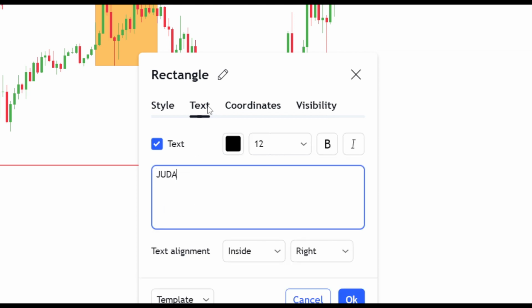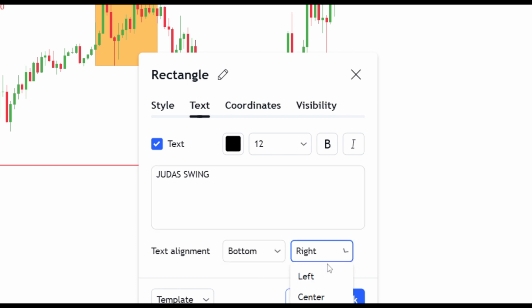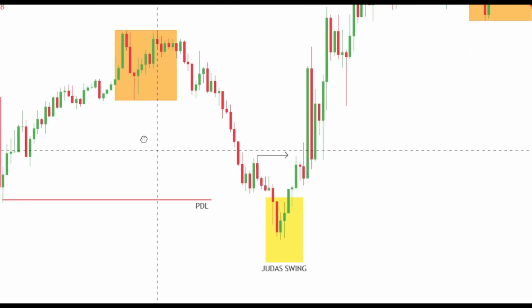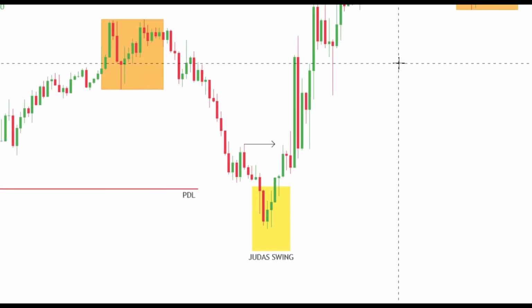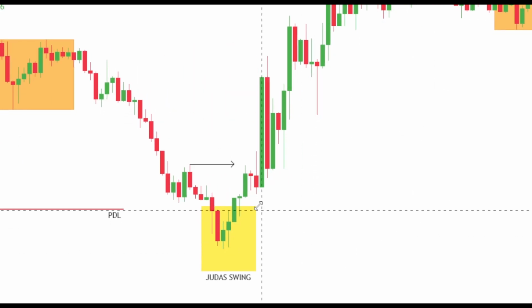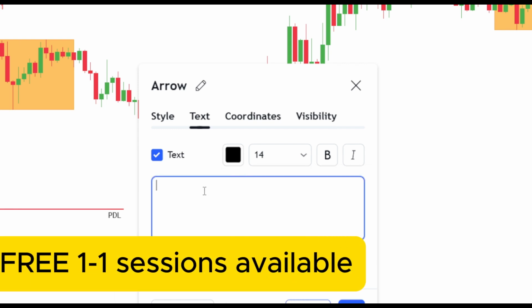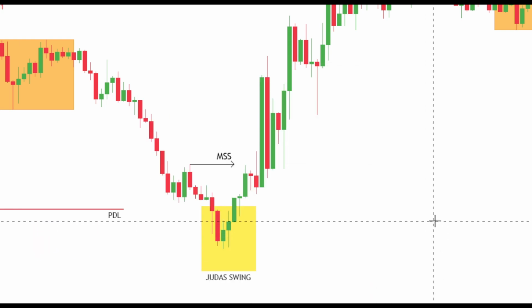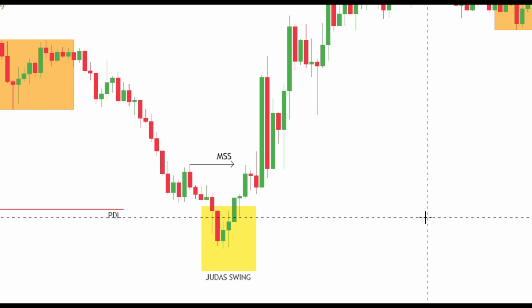Now, this is known as the Judah swing or the turtle soup, or I like to call it simply a manipulation along with the power of three. So we have a power of three: accumulation, manipulation, and our job is to catch the distribution. And how do we do that? Well, the first thing to understand is we have a clear shift of the market structure over here. So MSS refers to a shift of market structure or a market structure shift.